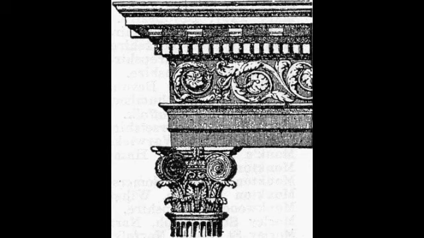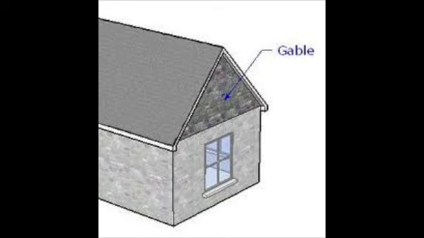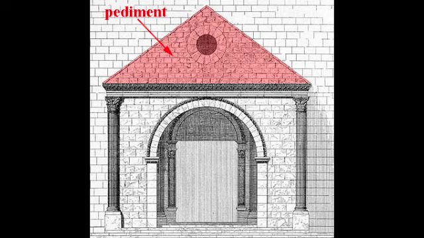Entablature, the upper part of a wall or story that looks like... A gable is the triangular part at the end of a building formed by the two sides of a sloping roof. And that looks like this. Pediment, the piece that comes out from the roof and covers the porch. And it looks like... So a lintel is a post that goes across the top of a window or a door. Looks like this.